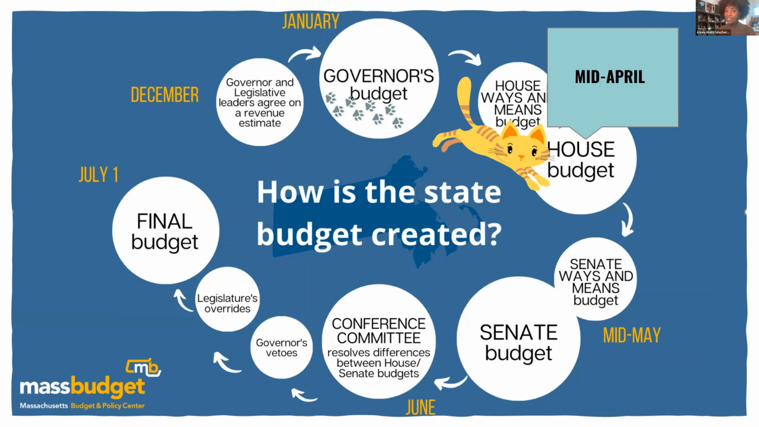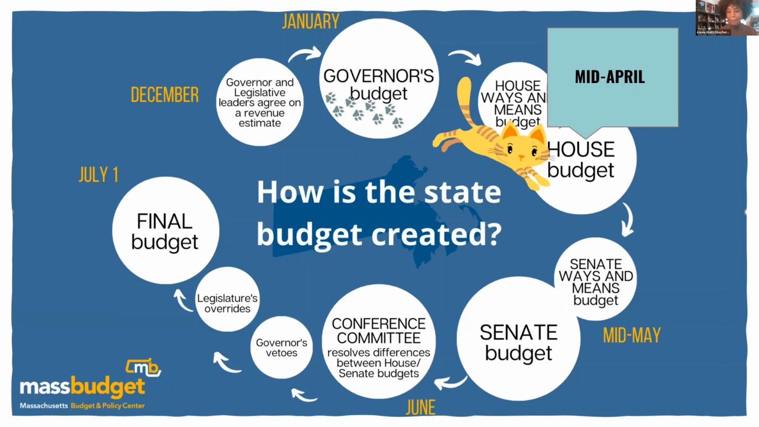In April is when we usually see the House Ways and Means Committee come out with their draft budget. Then in May is when we see the Senate go through their process. In June is when we have conference. So I think it was Jonathan who said we're in conference now, and Jonathan's absolutely correct.